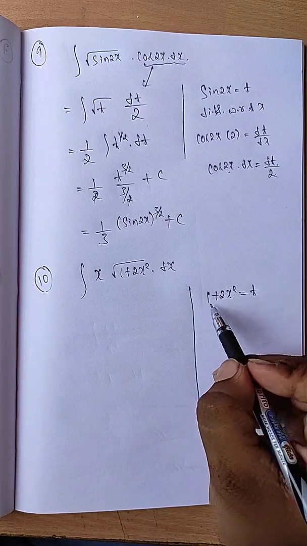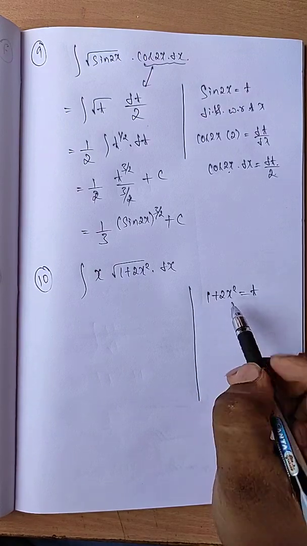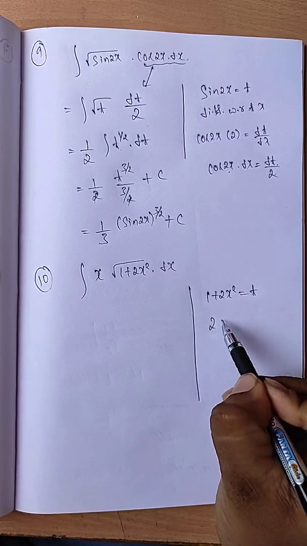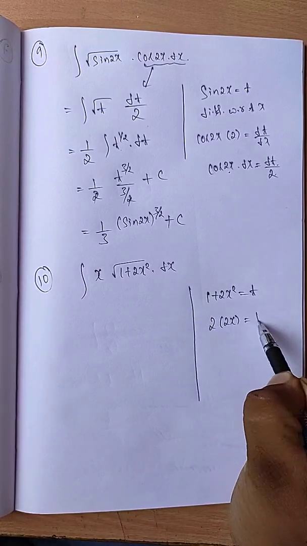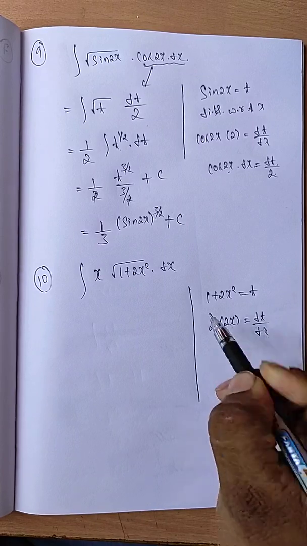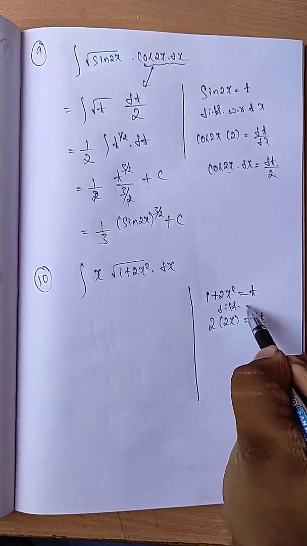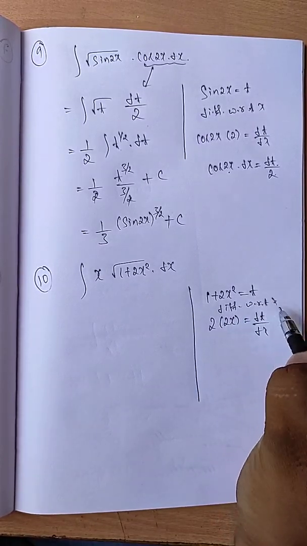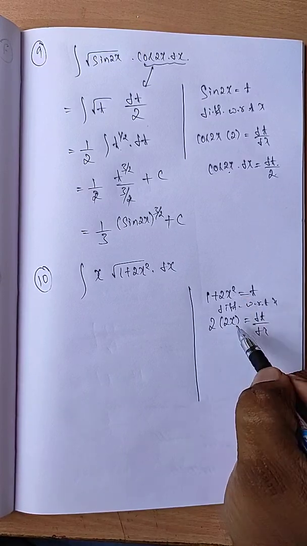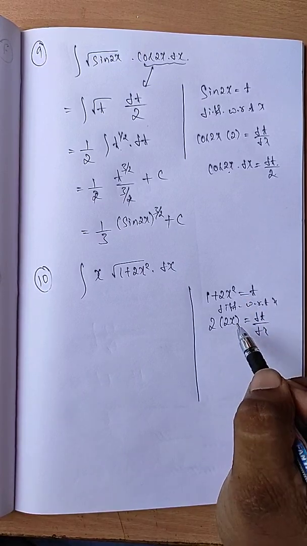Now what is the differentiation of 1? It is 0. Here 2 is a constant. What is the derivative of x square? 2x is equal to dt by dx. Is it clear? So differentiate with respect to x. The differentiation of 1 is 0, 2 is a constant. What is the derivative of x square? 2x is equal to dt by dx.